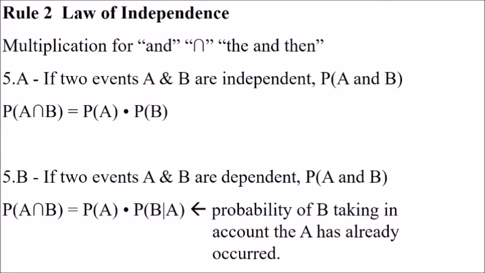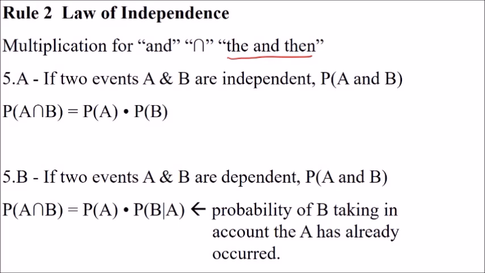Rule number 2, law of independence. Multiplication for "and", and this is intersection. That's what this kind of upside down U is. It's kind of an intersection. We can use it to make an N, so we call it intersection. This is the "and" rule. This is the "and then" rule. Again, this is two events that are happening.